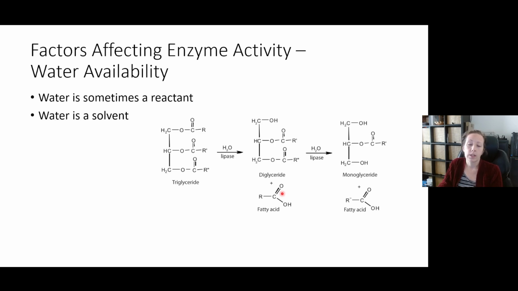Now, water can sometimes also be a solvent, or is also a solvent. And so water as a solvent, being the liquid that everything is suspended in, gets the substrate to the enzyme so the enzyme can do its job. Without water, there's no way for the substrate to, number one, reach the enzyme, and number two, be positioned correctly. And so drying is one way that we can generally stop enzymatic reactions from occurring in food products.